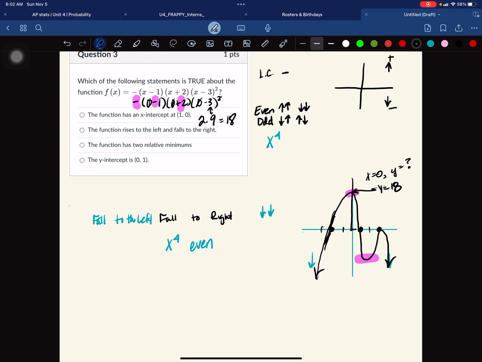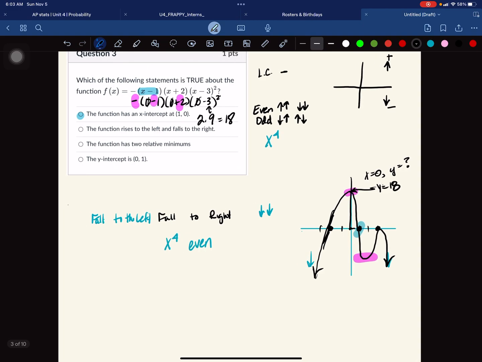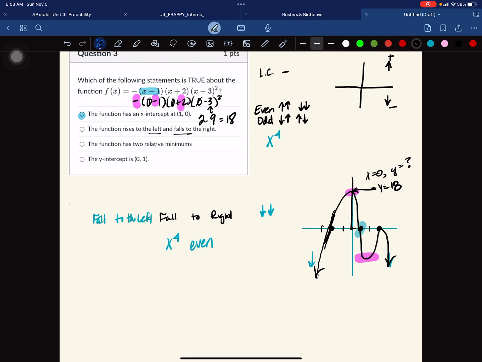So if we look at our list of choices here, like I said earlier, we could have answered this question pretty fast, but this is a good review anyway. The function has an x-intercept at 1. That is a true statement. We could have gotten it from right there. So that's going to be the right answer, but I'm going to triple check, make sure that I don't have anything else that contradicts. It rises to the left, falls to the right. No, it's a fall. And only has one relative minimum, and the y-intercept was at 0, 18. So I feel good about our first response.